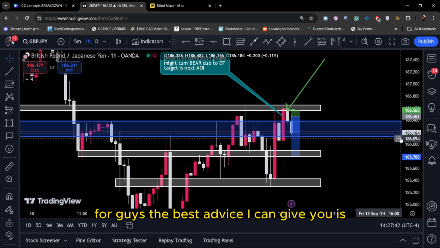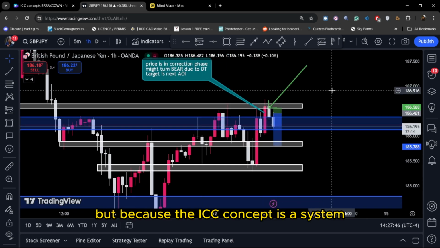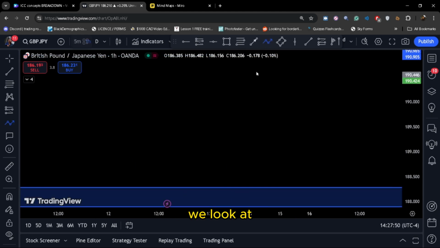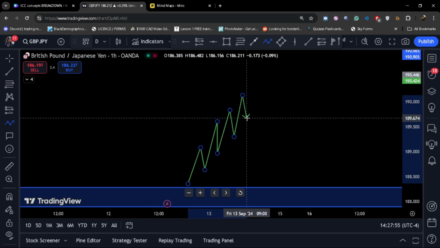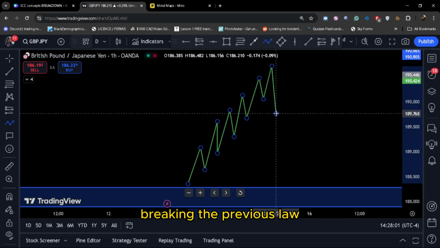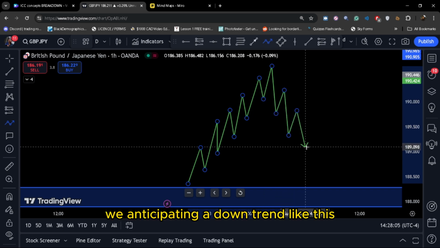But guys, the best advice I can give you is follow this strategy called the ICC concept, right? Because the ICC concept is a system, in the sense that we look at the markets in a trending way, creating higher highs and higher lows. And then we look at the reversal in one way, breaking the previous low. Once it breaks the previous low, we're anticipating a downtrend like this.